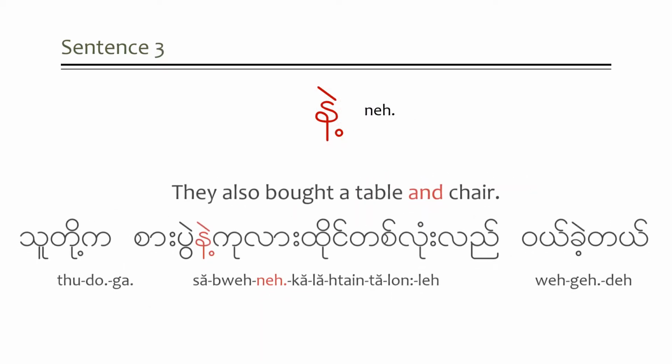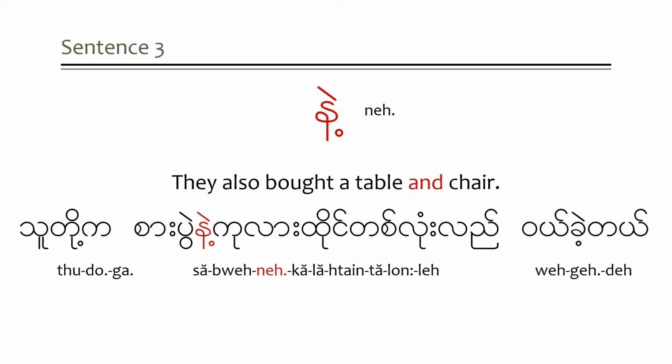The third sentence takes us back to our first particle. They also bought a table and chair. In Myanmar, it would read, Turoga sabuene kalatain delon le wekere. So once again, to transliterate it, we're saying they, a table, and chair also bought. So the and appears in the same location as it would in an English sentence.